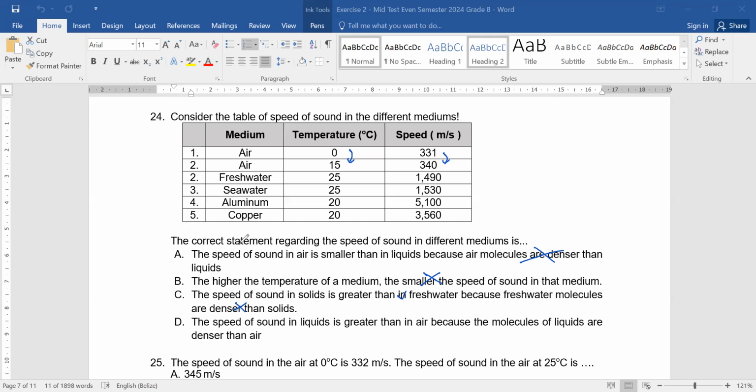Okay, then for D, the speed of sound in liquid is greater than air. Yes, it's correct, because the molecules of liquid are denser than air. Yes, finally. So the answer is D. So the molecule of the liquid is denser than the air. So that's question number 24.